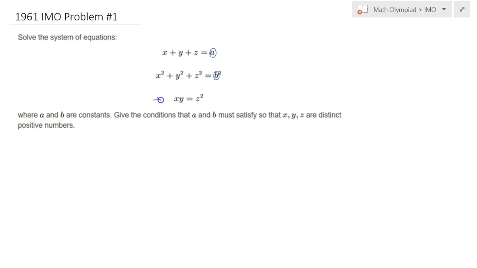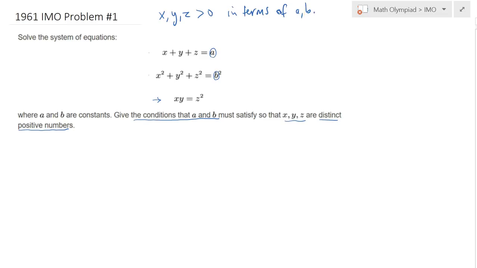Notice that the third expression is slightly different than the other two. Well, the first and the second equation, by the way, look pretty symmetric as well. Also, the question requests from us to find the conditions on a and b that would make our solutions x, y, and z distinct positive real numbers. So we want to find x, y, z greater than 0, in terms of a and b.